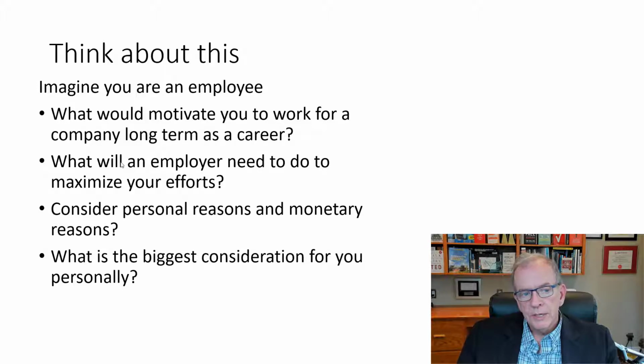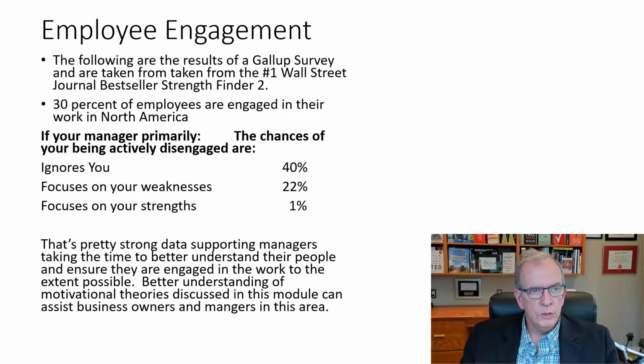And those are some of the things, the way an employer needs to look at it, to see what are the things I can do to maximize those efforts. Consider personal reasons, monetary reasons, how the individual may be performing. Think about Maslow's hierarchy of needs that we talked about last time, because you do have to be past a certain stage. And what's the biggest consideration for you personally? And understanding that everybody's an individual, and some are more extrinsically motivated, some aren't. And generally, there's a good sweet spot in there with the two of them.